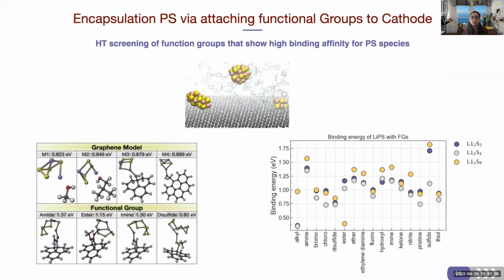Okay, I would like to also give you a very brief idea of how we are simultaneously trying to tune the electrode-electrolyte interactions to capture these polysulfide species. One way to do that is by functionalizing the electrode. So we performed some high throughput screening of functional groups that can be attached to graphene and would help us in binding these different lithium polysulfide species. We tested them for different chain lengths of lithium polysulfides, and we found some groups like amines, hydroxyl, sulfides, which help in strongly binding these polysulfide species.